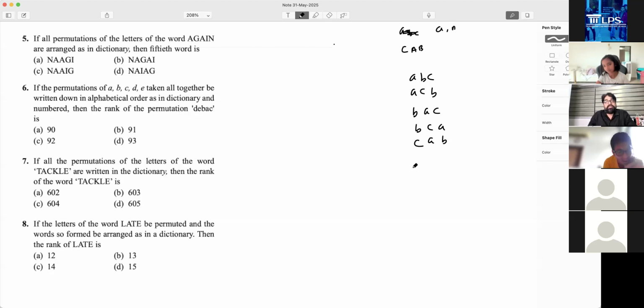If you arrange the letters of this, it's not asking for the rank again, it's asking what the 50th word is. So I guess Siddharth gave the answer correctly. Let me solve it.